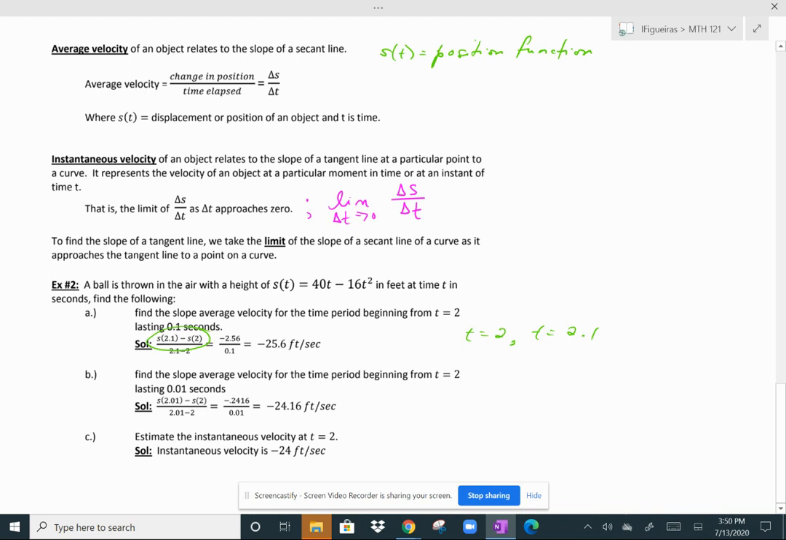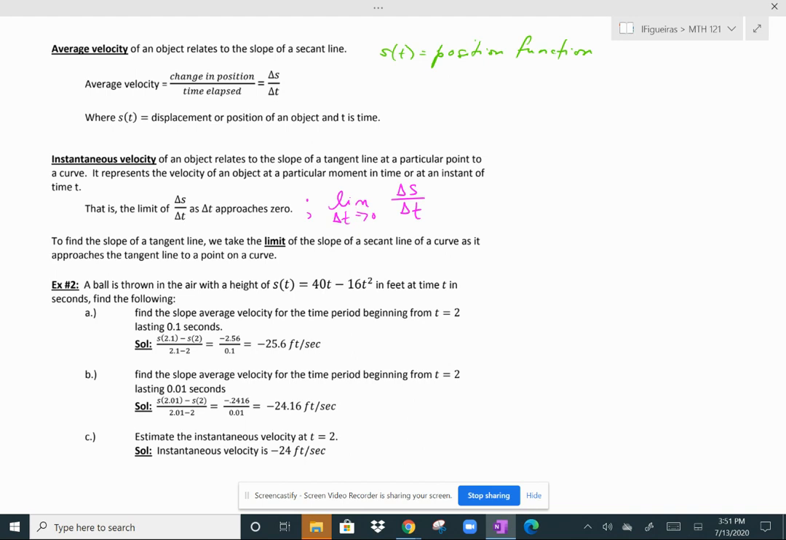And the way you figure out those values, well, you plug them in here. Remember, that's your function. It's a quadratic function. So when you do all those computations, you end up with a change in the position of negative 2.56 divided by 0.1. And so that works out to be negative 25 feet per second. So that's your velocity over that 0.1 seconds of time, average velocity.